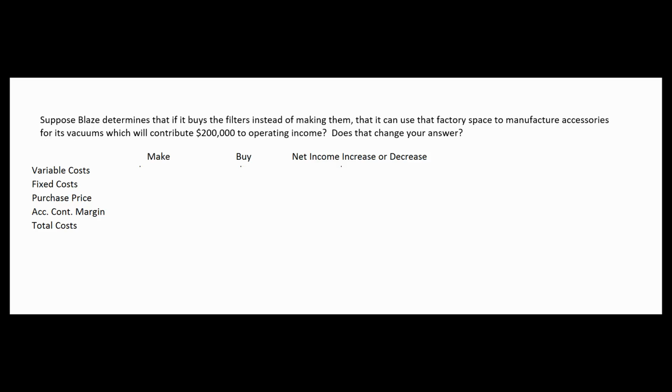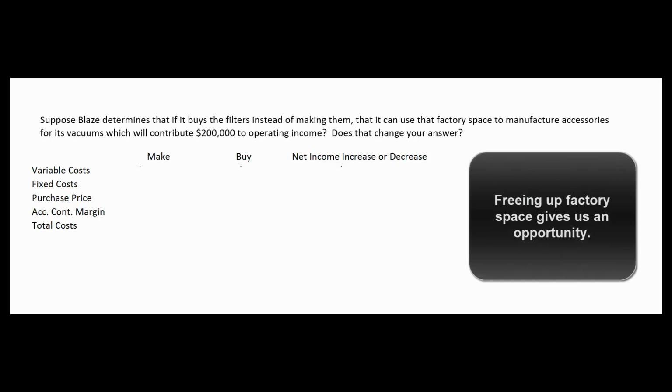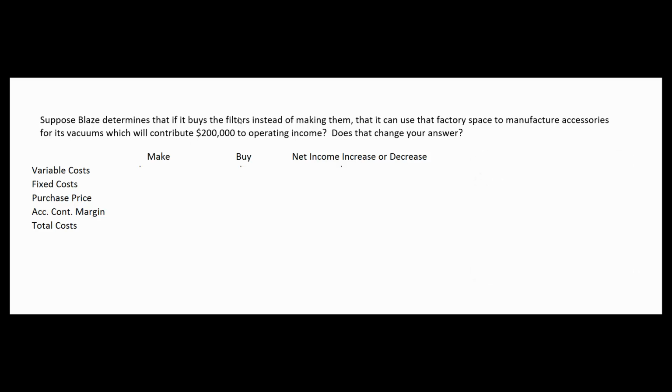All right, let's make this thing mildly more interesting. Let's say that if we stop making our own filters and we buy them from the outside, that'll free up some factory space. And we can use that factory space to make accessories for our vacuum cleaners that'll add $200,000 to contribution margin. So, what does that look like?